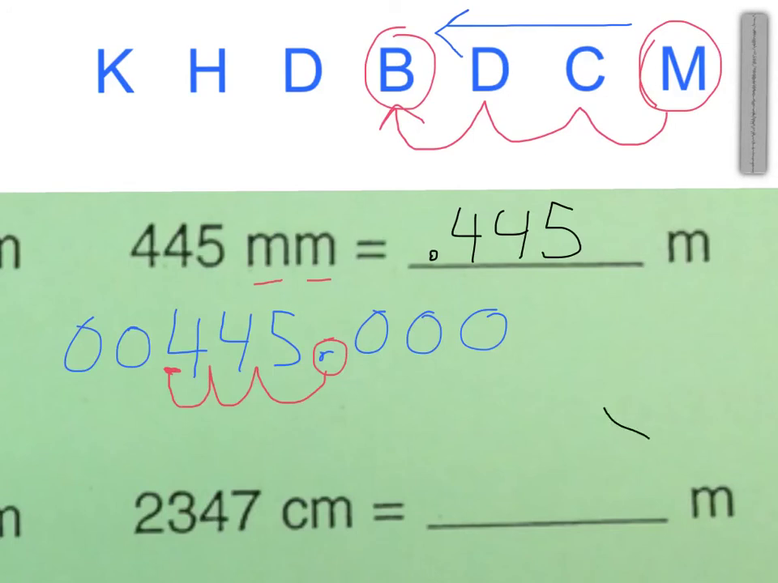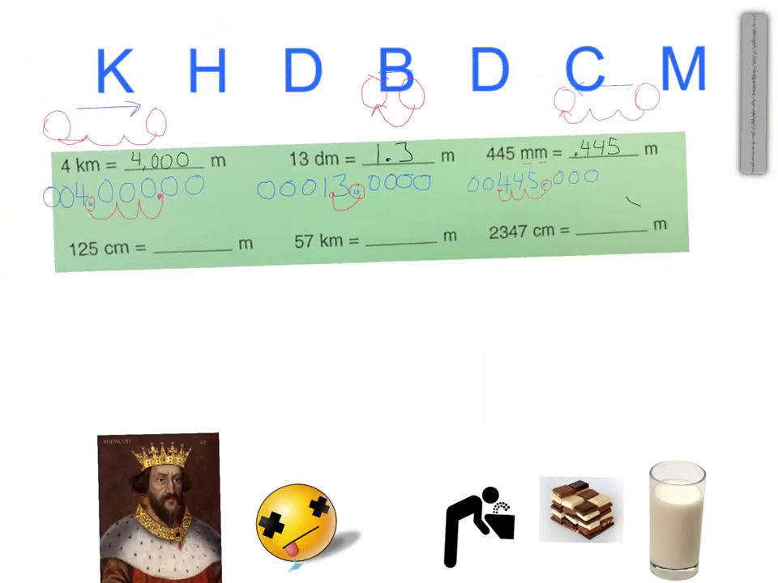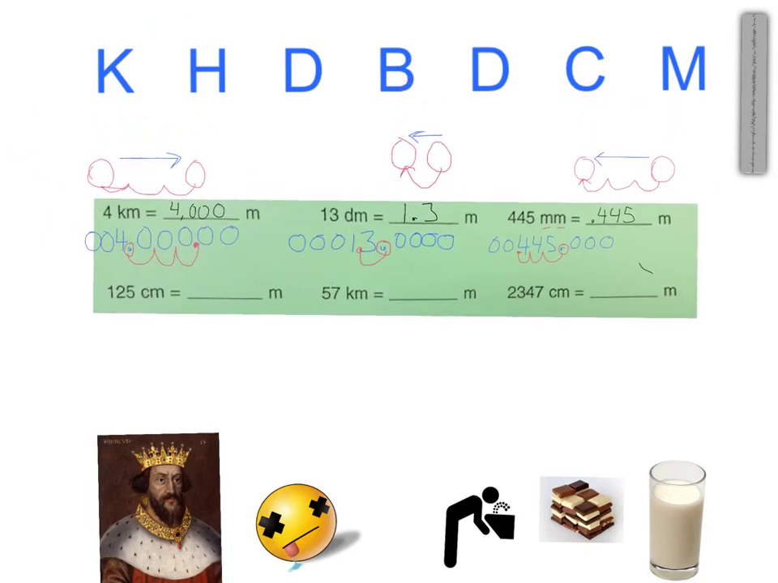Now I wish you success with the rest of these. You can take a look if you're not in my class and you're just finding this on the interwebs. You can take a look at these other problems and give yourself a little challenge and see if you can do those conversions. Hopefully this helped you understand a little bit more how to do conversions in the metric system. I think it's much easier than the imperial system, and I hope you enjoyed it.